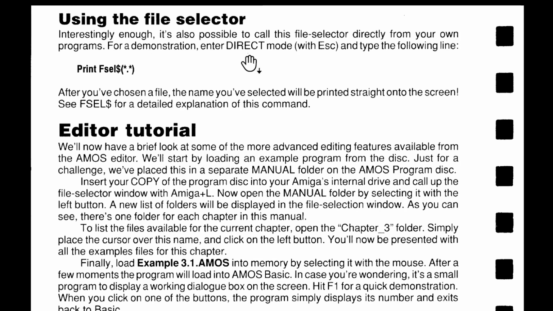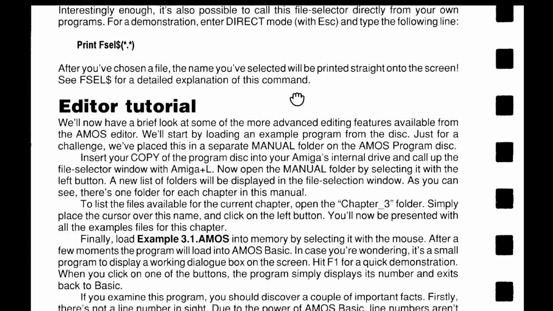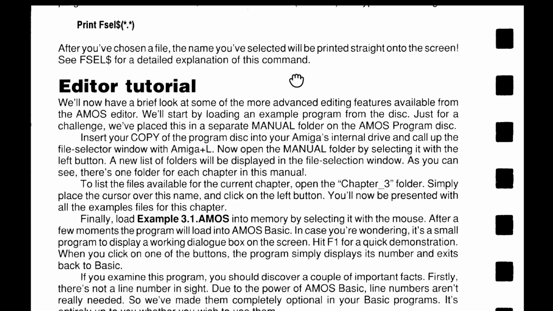Interestingly enough, it's also possible to call this file selector directly from your own programs. For a demonstration, enter direct mode with ESC, and type the following line: print fsl$("*"). After you've chosen a file, the name you've selected will be printed straight onto the screen. See fsl$ for a detailed explanation of this command.